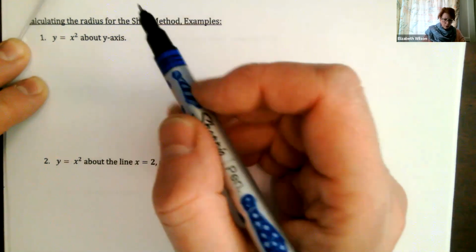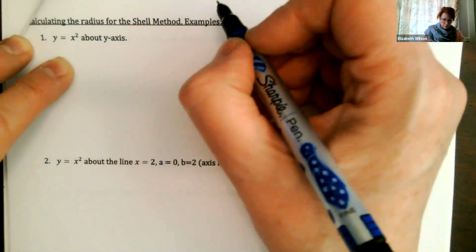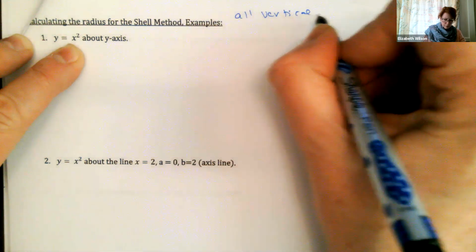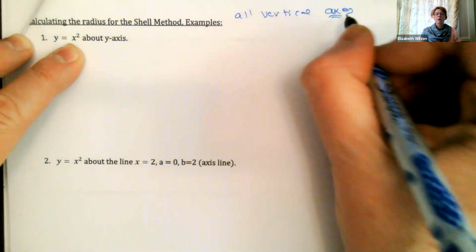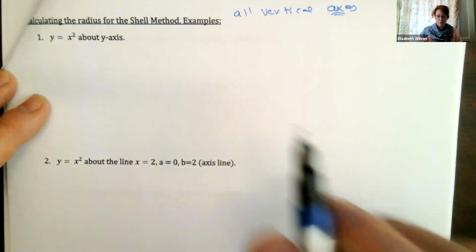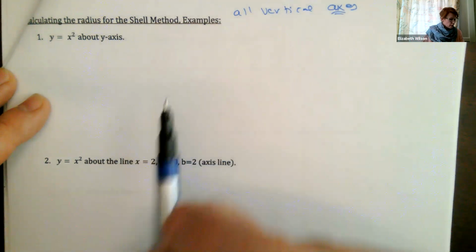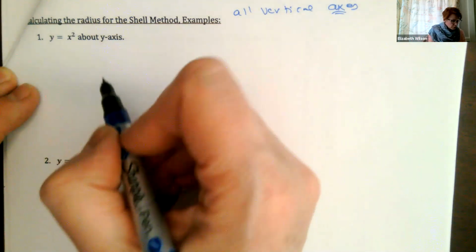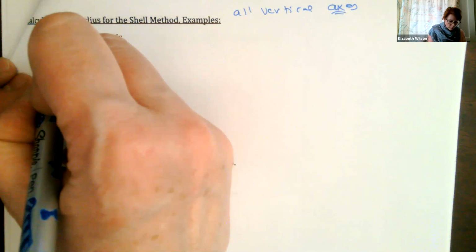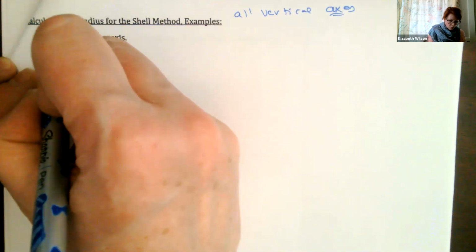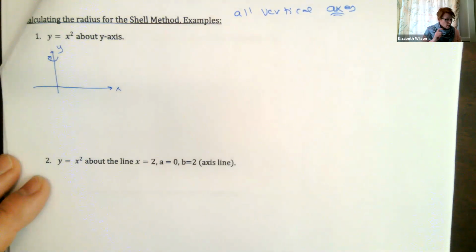So these are all vertical axes. Okay, so we're going to go around vertical axes. Let's see, is that even in focus? Okay, that's a little better. Now let's do the first one. I'm going to keep drawing pictures here so we can visualize what we're trying to do. We're going to go about the y-axis. This is our basic function here.